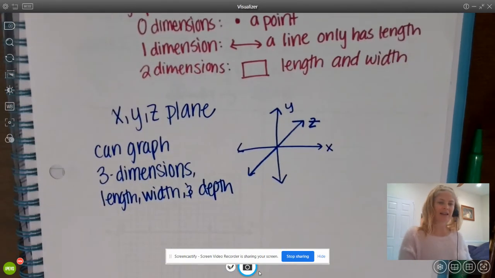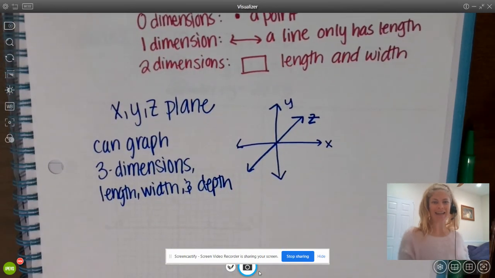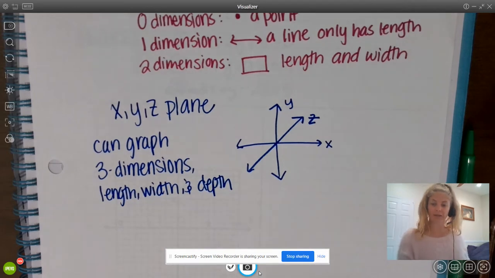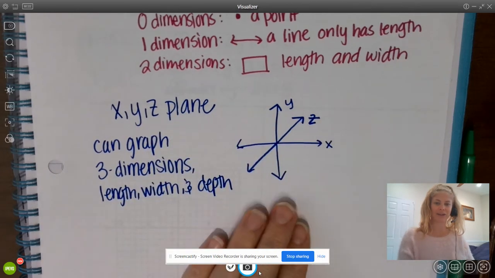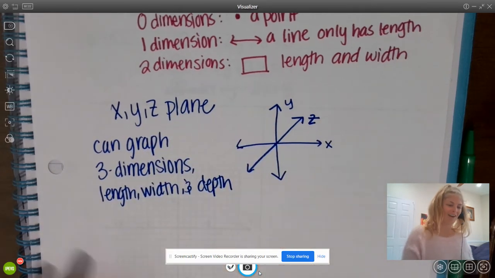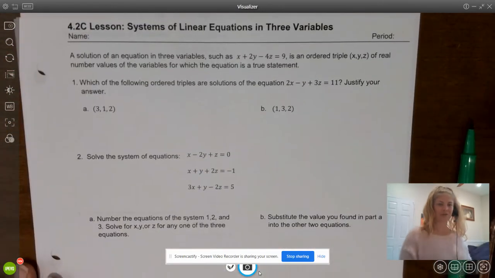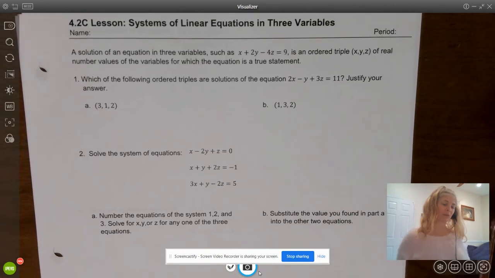So that's when we need the xyz plane. Here we can graph three dimensions: length, width, and depth. Don't worry about how to graph in the xyz plane. It will not be part of your education this year with me, but I just wanted to give you an idea of what this would look like. Awesome, let's get started. Okay, 4.2c, systems of linear equations in three variables.